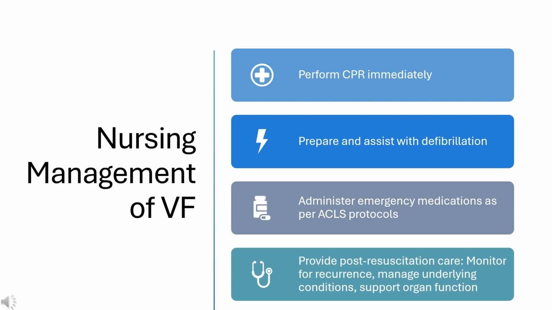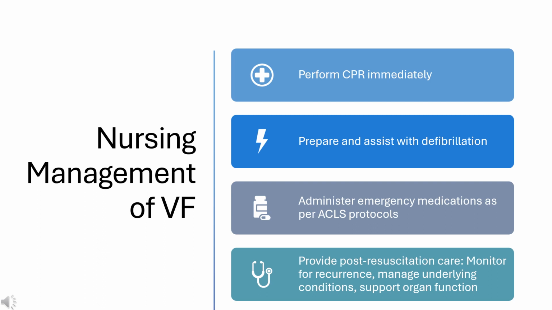Consider advanced airway management if it's not already in place. Maintain blood pressure and perfusion to vital organs. You may need to use vasopressors like norepinephrine if needed. Monitor and manage potential complications such as myocardial dysfunction, acute kidney injury, or neurological deficits. Provide therapeutic hypothermia if indicated to improve neurological outcomes.